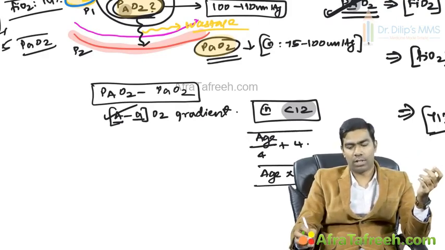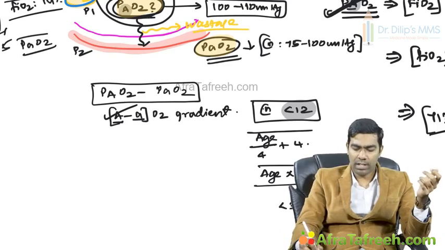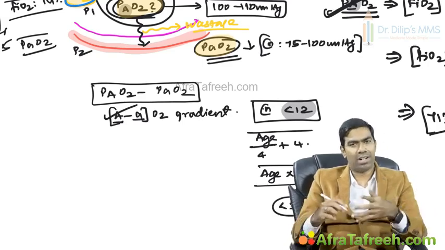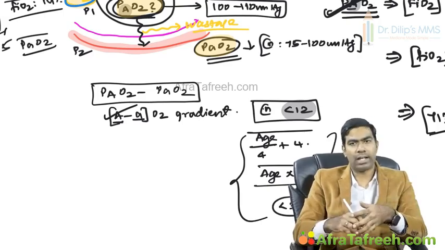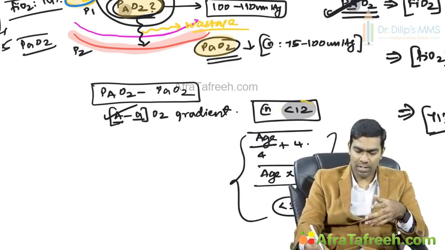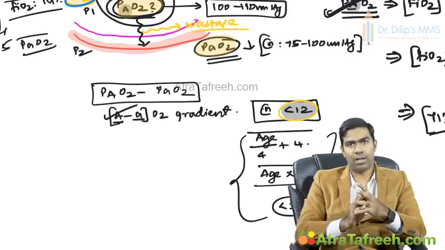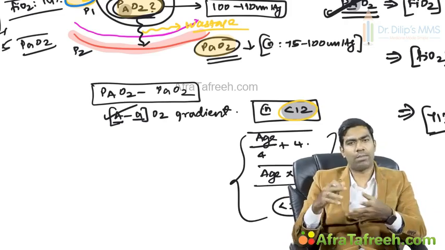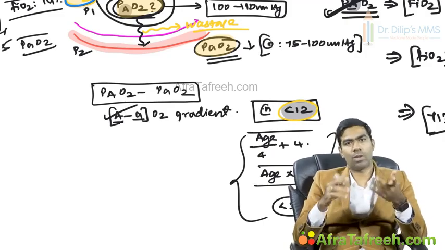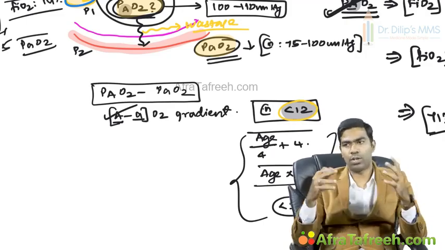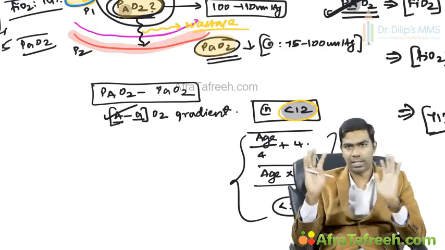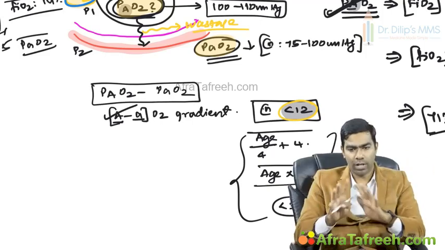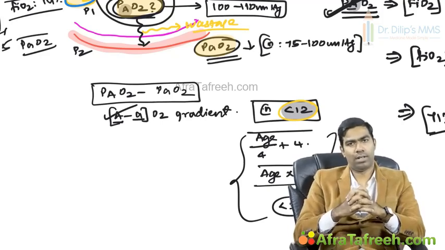There are multiple formulas for that, and some books will give you less than 30. But for simplistic purposes, I will always tell you to keep it as less than 12. Why I say less than 12 is that your normal anion gap is also less than 12. You are going to couple both in the acid-base balance, which we will discuss in a separate video. It's not going to come under pulmonary medicine at all.